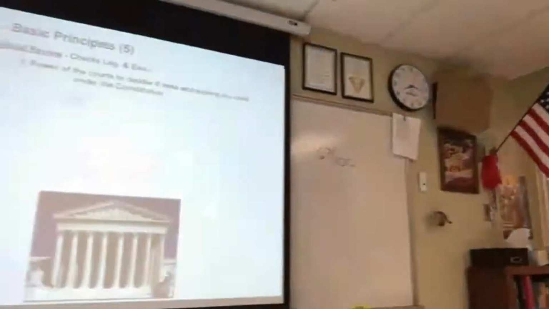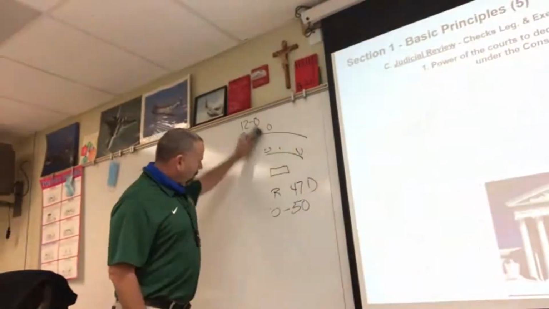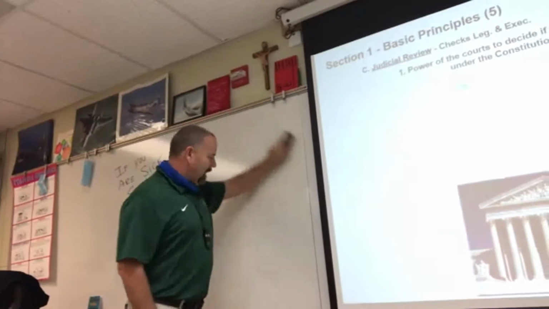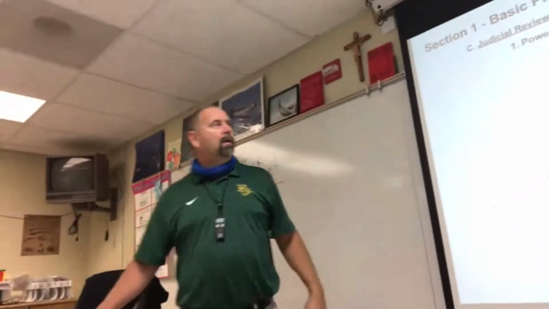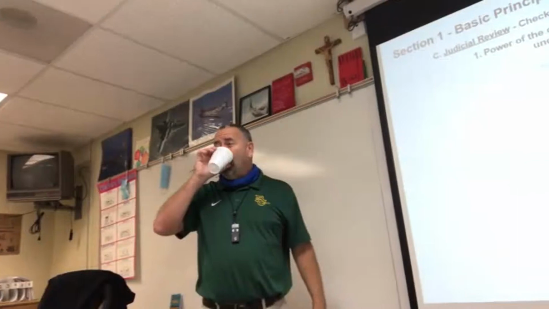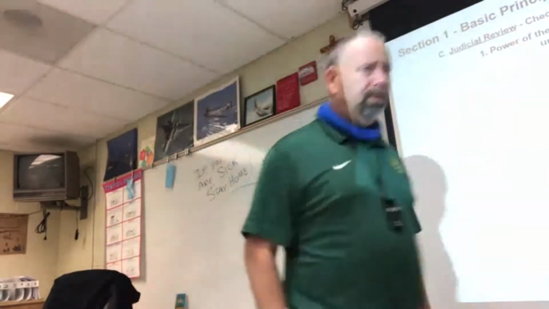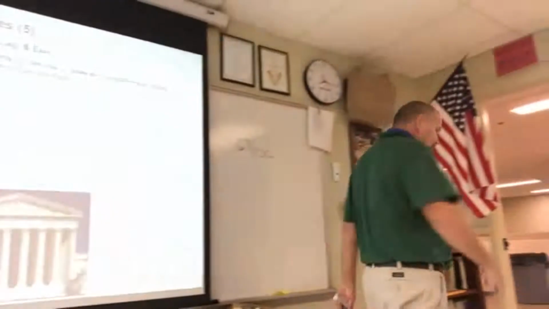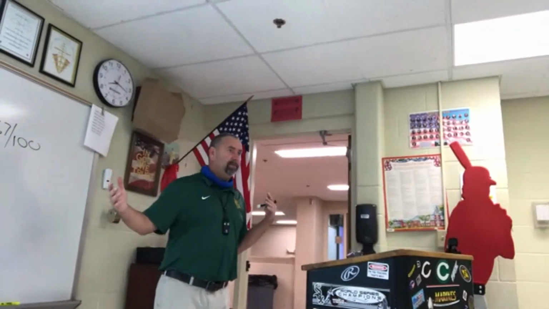Now, when they wrote the Constitution, guys, at the time, in 1789, when it was ratified, you had three branches. And Alexander Hamilton wrote in Federalist, I think it was 78, that the judicial branch is by far the weakest of the three branches.